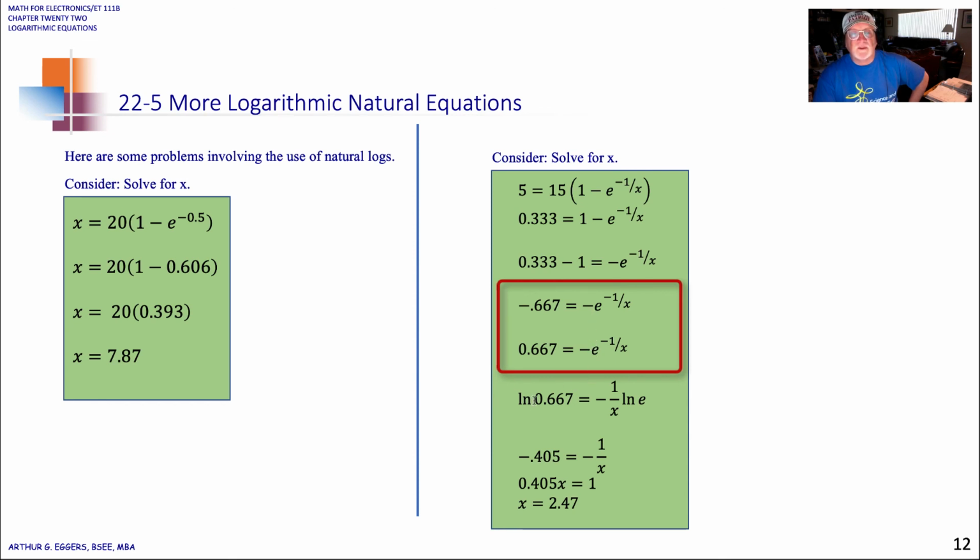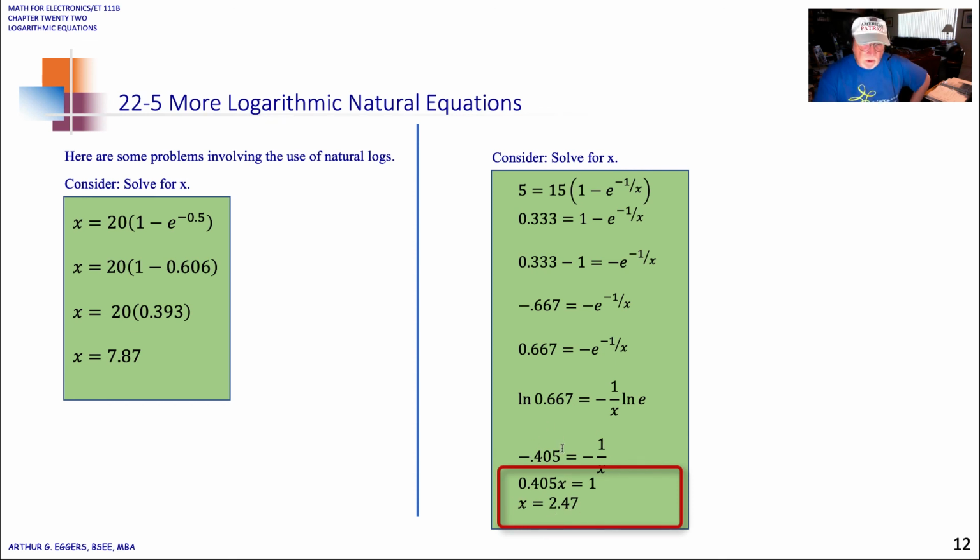I can check that. And we take the natural log of both sides, and I get 1 over x is equal to 0.405. Again, the negative signs cancel out, and I get x equal to 2.43. That should be what we have here in terms of the signs. Looks like I may have a negative error up on the top here. So chapter 22 has led us through the introduction of common logs and natural logs as tools for solving equations.